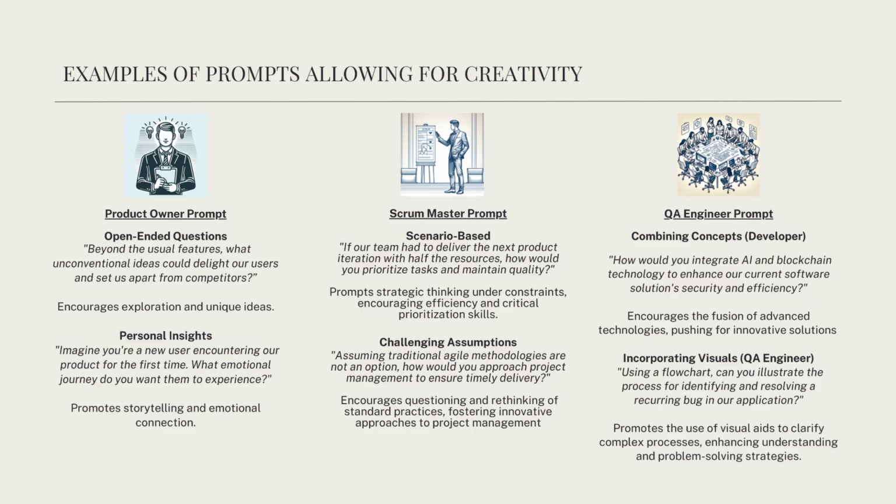Here's how you spark creativity. For a product owner, instead of list features, ask beyond the usual features, what unconventional ideas could delight our users and set us apart from competitors? You're explicitly asking for the unconventional. For a Scrum Master facing a constraint, you could ask, if our team had to deliver the next product iteration with half the resources, how would you prioritize tasks and maintain quality? This scenario-based question forces strategic and creative thinking under pressure.